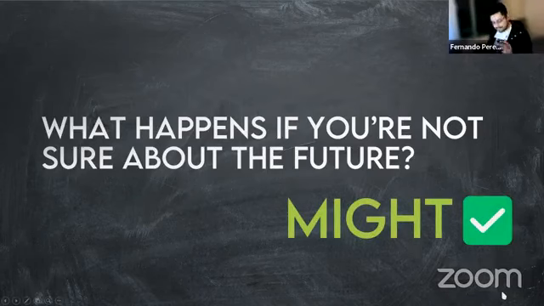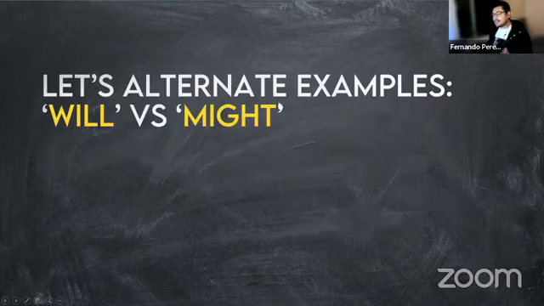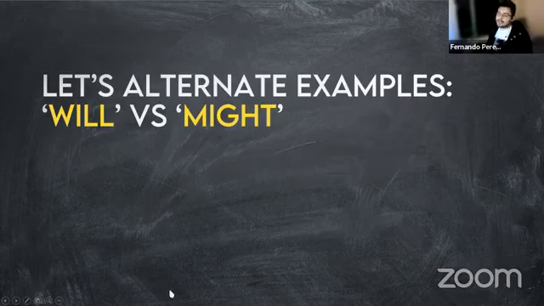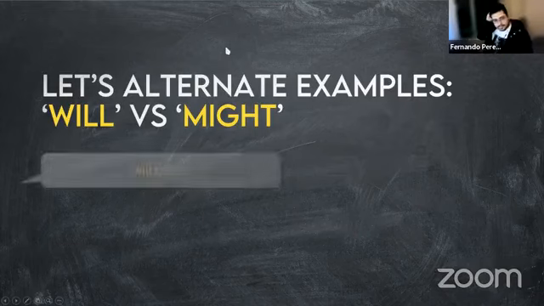Okay. Modal verb for predictions and for possible, I don't know, might. So you can include might in the modal verbs for the condition. For low probability. Look at this. Let's alternate examples. Let's contrast will versus might.